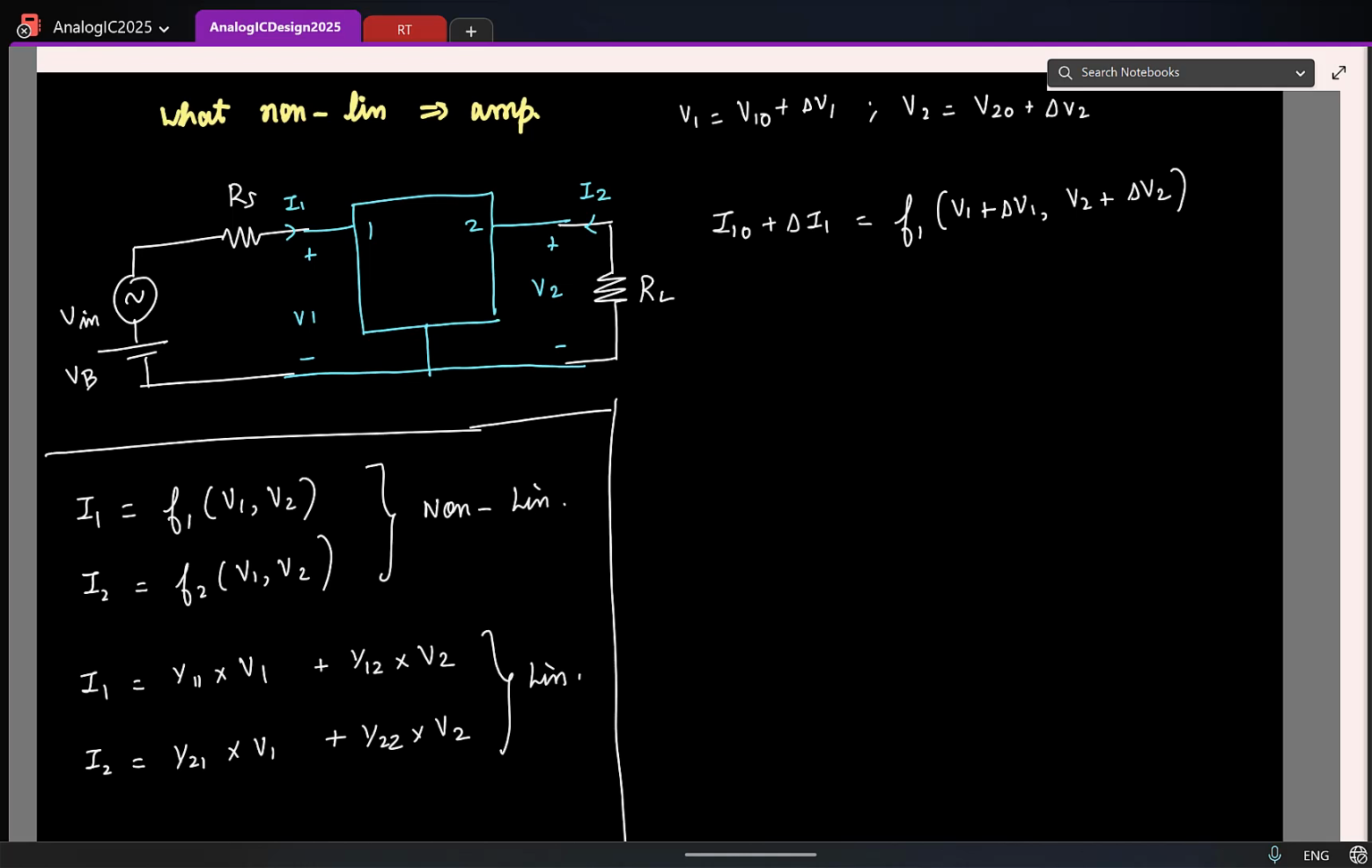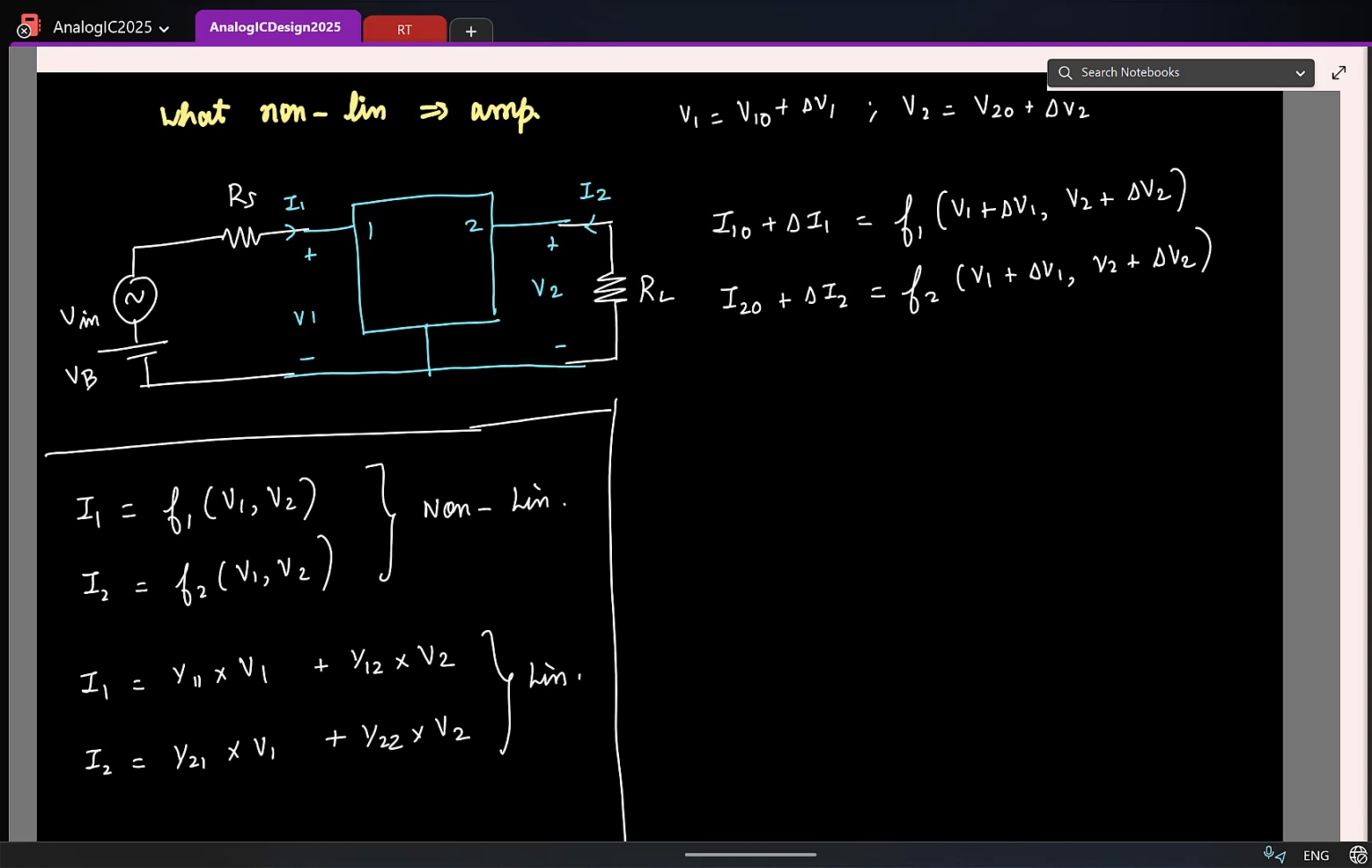I mean the same relation. I am saying that now I have an operating point current and a small signal current, operating point voltage and a small signal voltage. So, of course, if for I1 you have this, I2 also you have the same. So, this I will just write it for the sake of completion. It's not crucial here.